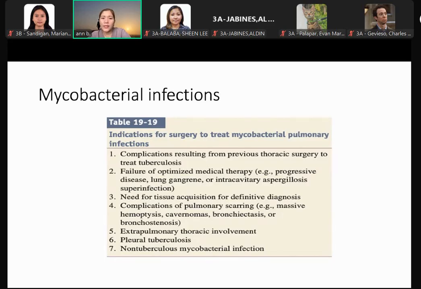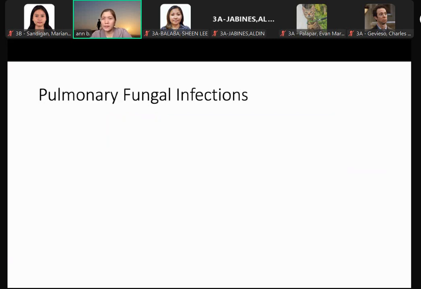Number one, we have complications resulting from previous thoracic surgery to treat TB. Again, the bronchiectasis. Failure of optimized medical therapy: when we say medical failure, we mean progressive disease, lung gangrene, intracavitary aspergillosis, and superinfection. Then need for tissue acquisition for definitive diagnosis, and complications of pulmonary scarring, so we have the bronchiectasis, as I say, extrapulmonary thoracic involvement, pleural TB, and non-tuberculous mycobacterial infection. So that is the indication for surgical treatment for mycobacterial TB.